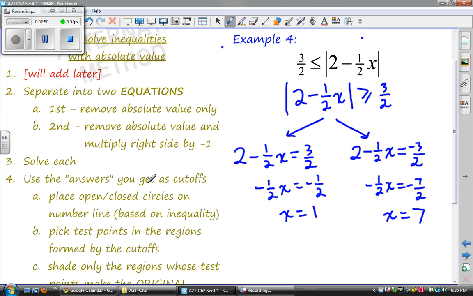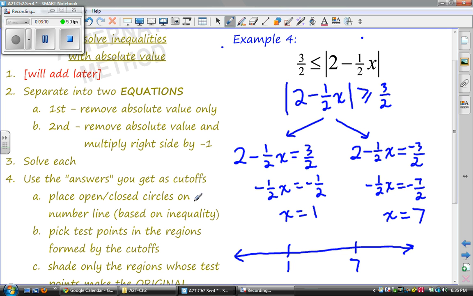Okay, we use the answers that we get, that 1 and the 7, as cutoff values. What I mean by that is, well, let's go ahead and draw a number line. We put those numbers on the number line. Those are going to be cutoff values. You'll see what I mean in a second.